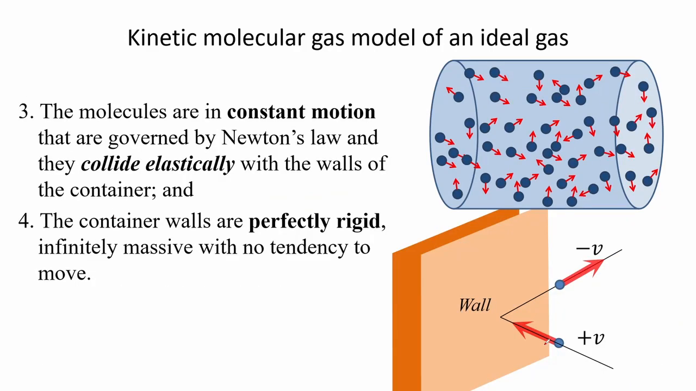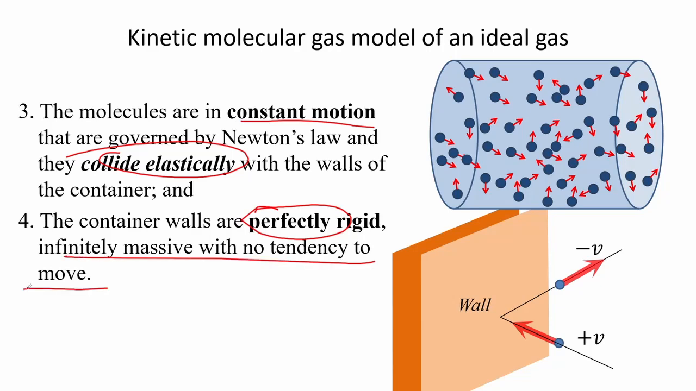Number 3, the molecules are in constant motion governed by Newton's laws, and they collide elastically with the walls of the container. And number 4, the container walls are perfectly rigid and infinitely massive with no tendency to move, and the particle simply bounces off with an equal magnitude of speed but opposite in direction.